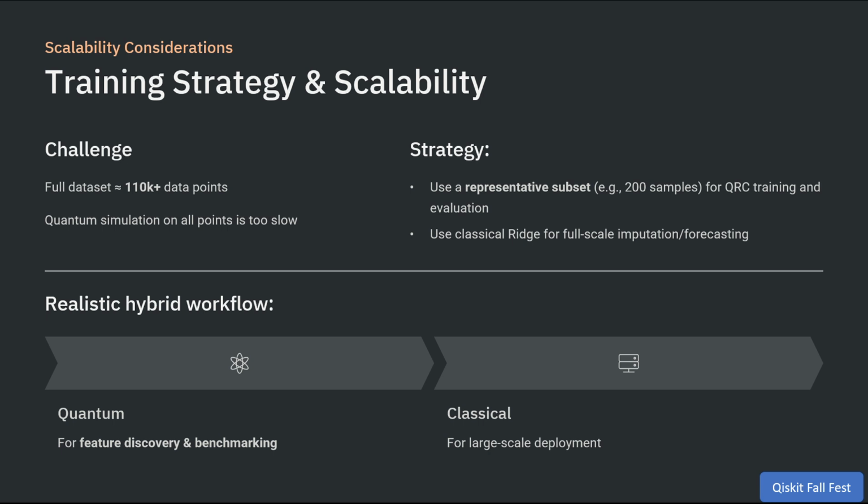Then the training strategy and scalability. Running a full quantum simulation on more than 100,000 data points would be very slow with the current simulators and hardware. To make the solution practical, we train and evaluate the quantum reservoir on a representative subset. This allows us to compare the quantum and classical models fairly. For the full-scale forecasting, we use the classical ridge model, which is computationally efficient. This hybrid strategy reflects how quantum will likely be used in industry: quantum for feature discovery and benchmarking, and classical for large-scale inference.